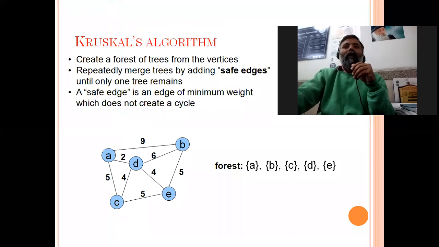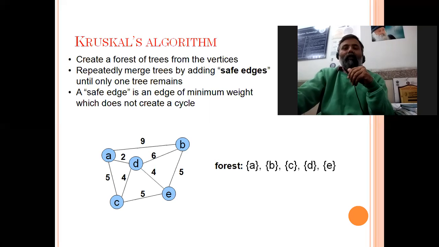So, according to Kruskal's algorithm, if you talk about the basic idea, then we simply create a forest of trees from the vertices. And the basic difference between Prim's algorithm and Kruskal's algorithm is that in Prim's algorithm, we work on the vertices, that is, on the nodes. And in Kruskal's algorithm, we work on edges directly. And both have the same result.